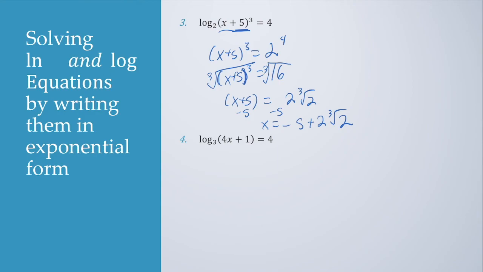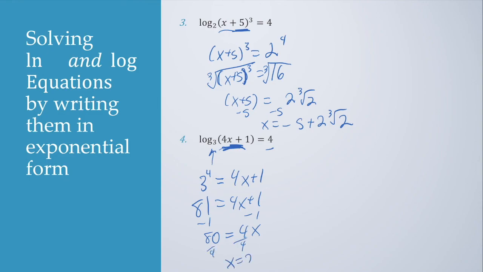Let's work through another example. So if I have log base 3 of 4x plus 1 equals 4, and I rewrite that as an exponent, again, this is asking what power do I raise 3 to get my argument, which is 4. So I have 3 to the 4th is 4x plus 1. Well, 3 to the 4th is 81. 81 is equal to 4x plus 1. I subtract 1. I get 80 equals 4x. So that means that if I divide both sides by 4, x equals 20.